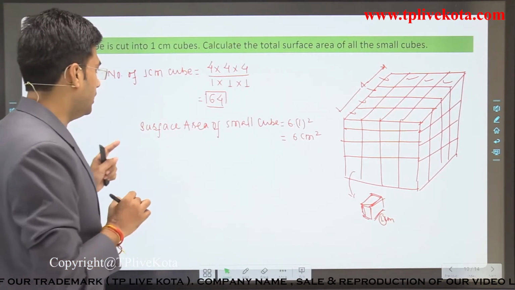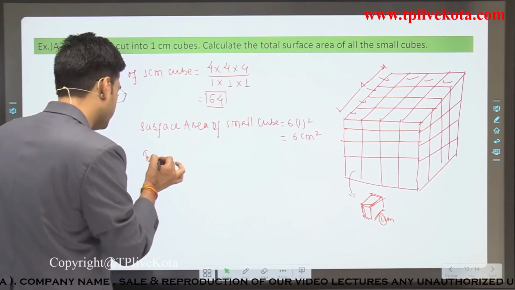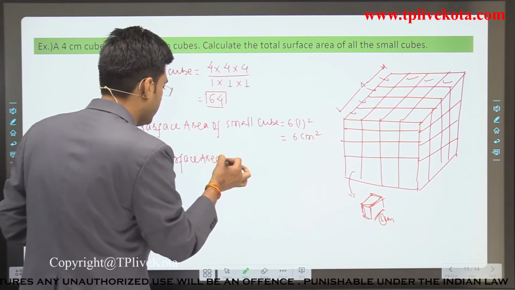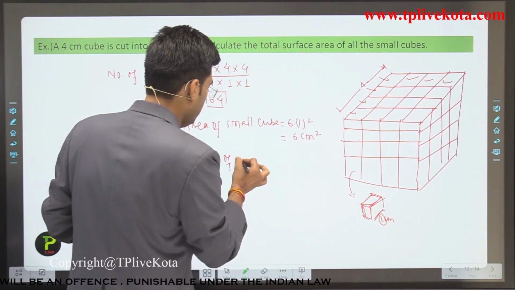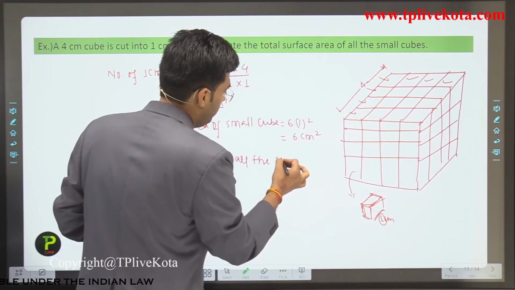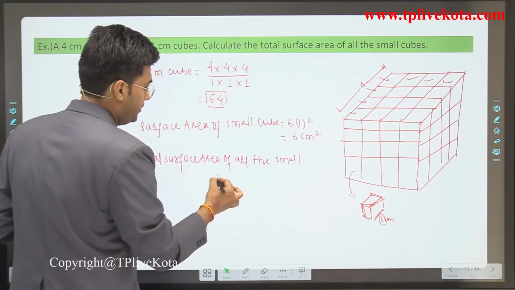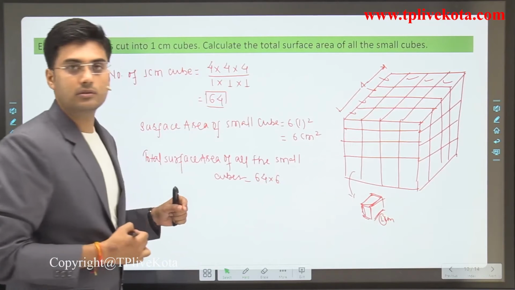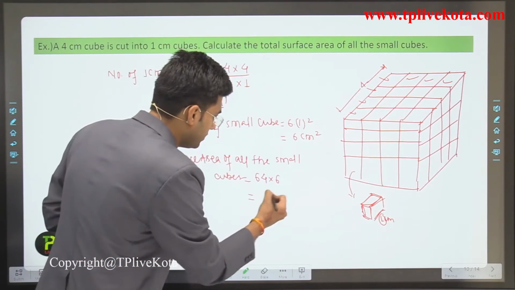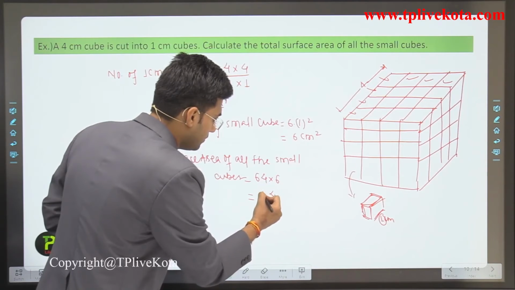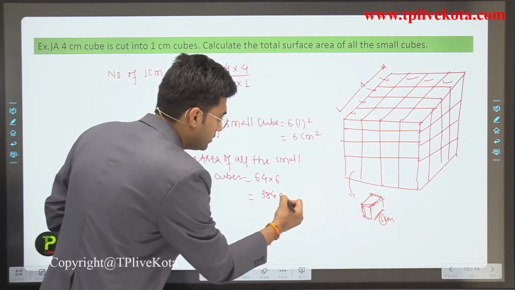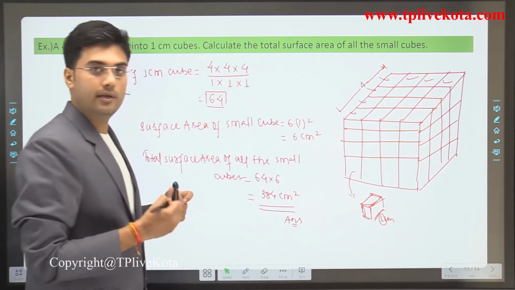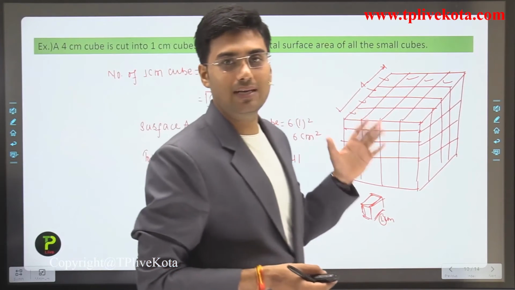Clear? Now the total surface area of all the small cubes is equal to 64 multiplied by 6, and when we solve this, it is equal to 384 centimeter square. This is our final answer. Clear? So students, I hope you understand this question.